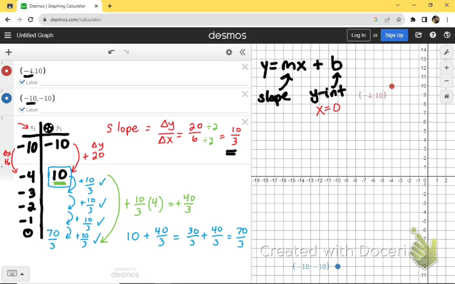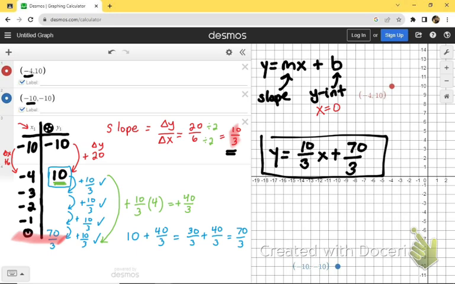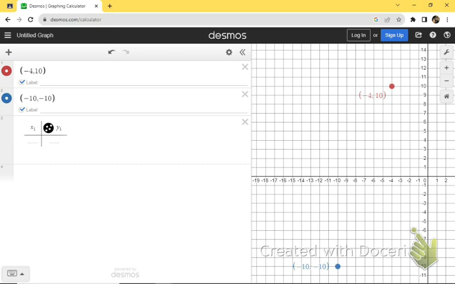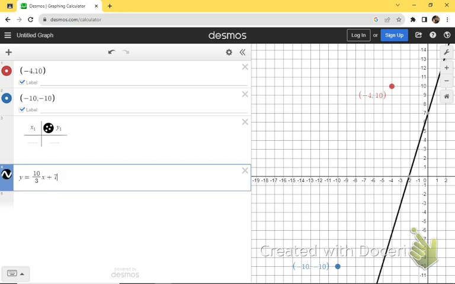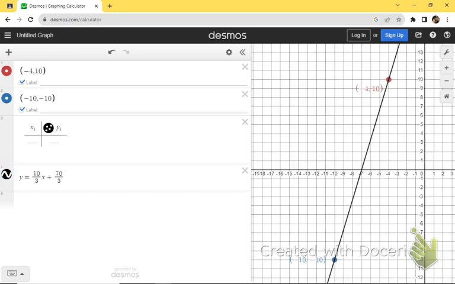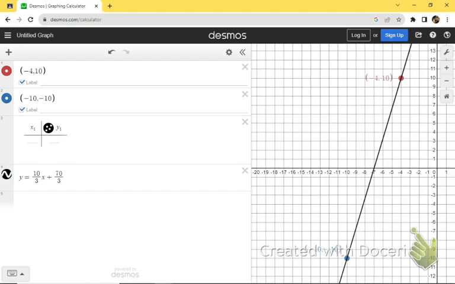So now when we write the equation of the line, we have our y-intercept, we have our slope. So our equation is going to be y equals 10 over 3 x plus 70 over 3. And we can double check, but that is going to require me to take all of my work off. So I'm going to take that off and type in the equation right here. So y is equal to 10 over 3 x plus 70 over 3. And now when we look over here, we notice that we end up getting a line through the 2 points. I hope that was helpful.